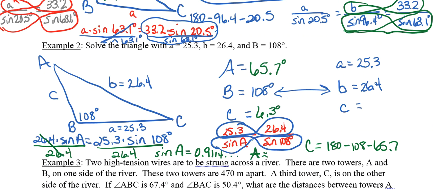Now I'm going to do this proportion again to find side C. So I'm going to use the same one. I always try to use the one that I have that's the same all the time. So 26.4 and sine of 108. Then I'm going to use side C, which I don't know, and sine of 6.3, which I just found. So we'll do our cross multiplying.